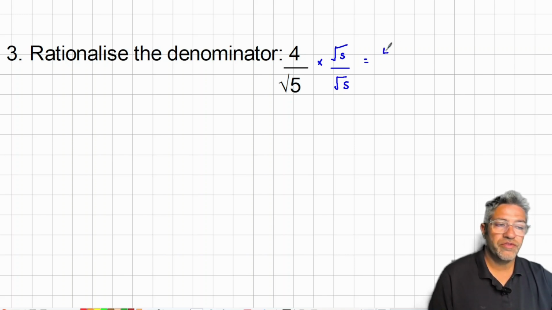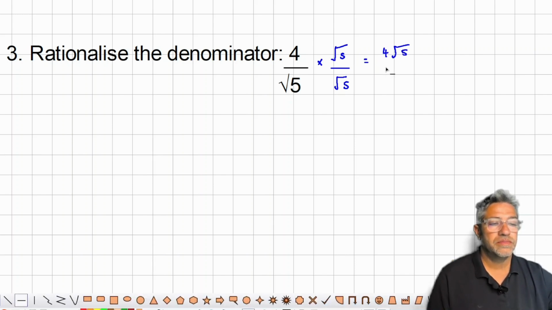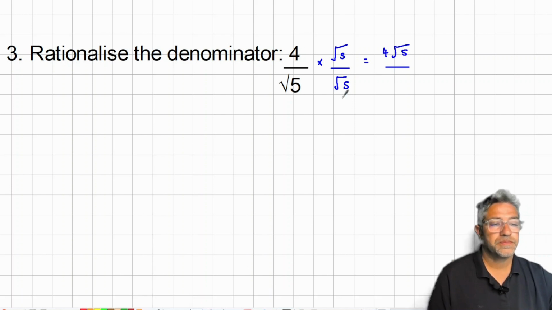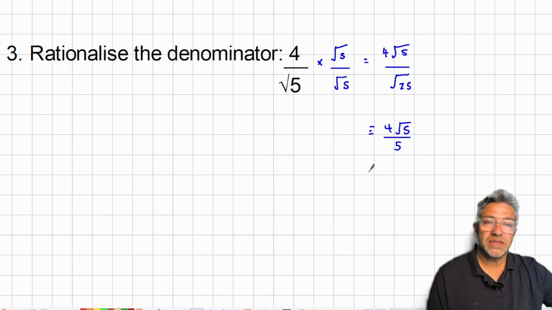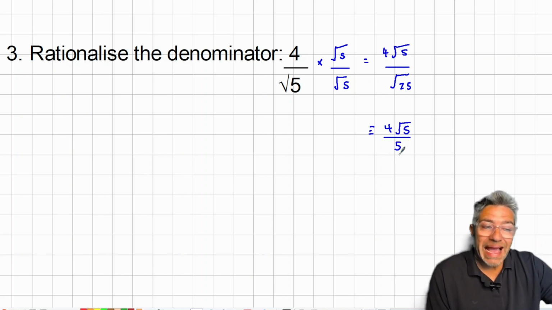So we'll get 4 root 5 over root 25. And that will simplify to 4 root 5 over 5. So you'll note we still have a square root in our new term, but it's in the numerator. So we have rationalised the denominator. 4 root 5 over 5.